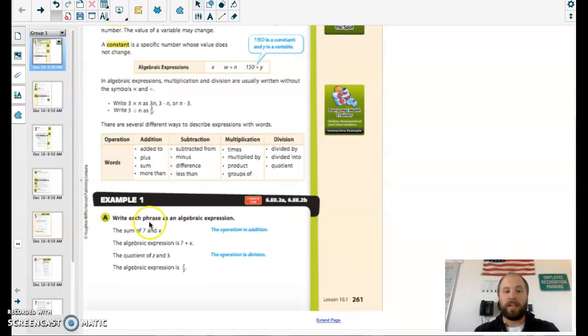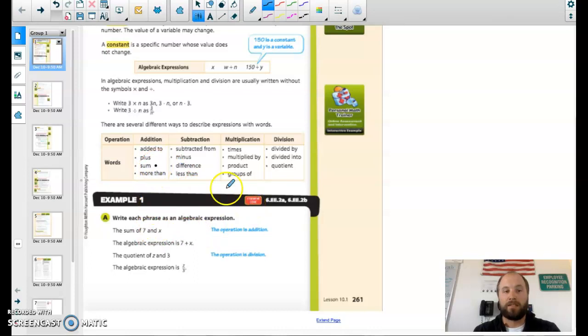The first example says, write each phrase as an algebraic expression. They're going to give it to you in words, and I want you to write it as an algebraic expression. It says the sum of 7 and x. This is why you want this page: you want to be able to see what some of these words are and what they mean. Sum tells us we're adding. So, the sum of 7 and x. We're not solving, we're just writing expressions. Boom, done. The algebraic expression is 7 plus x. That matches what they said.